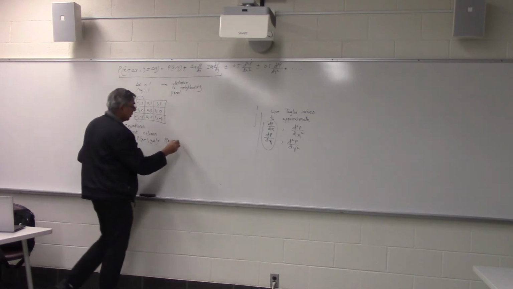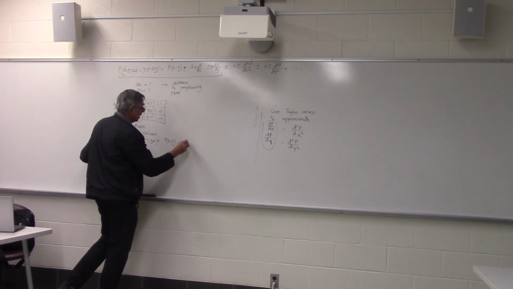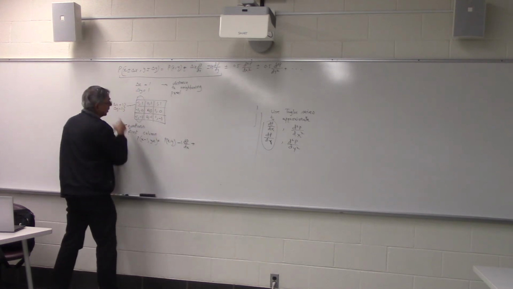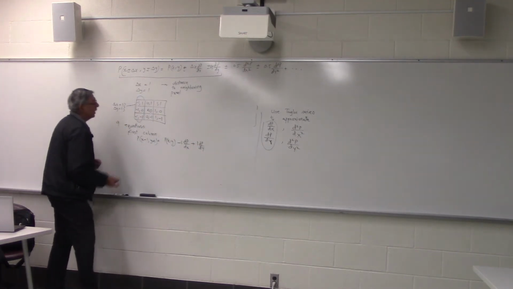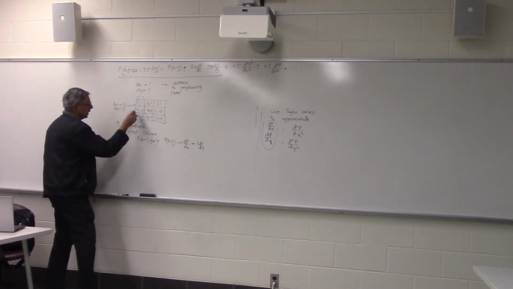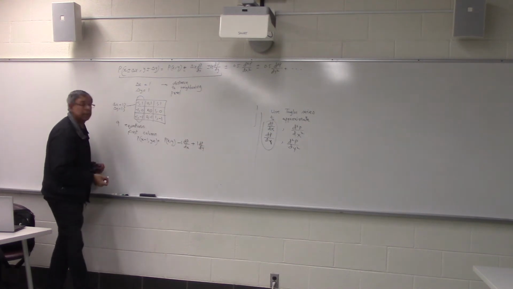X is minus, so you will say minus dp over dx. Delta x is 1, then plus delta y is 1, so this will be 1 dp over dy, okay? Anyway, then you'll develop the equation for the third one, and we'll add all the three equations.